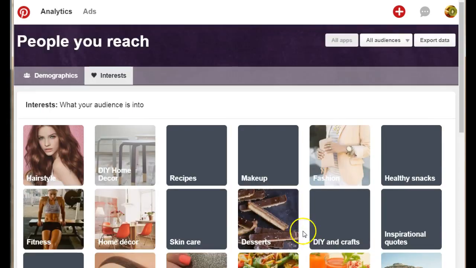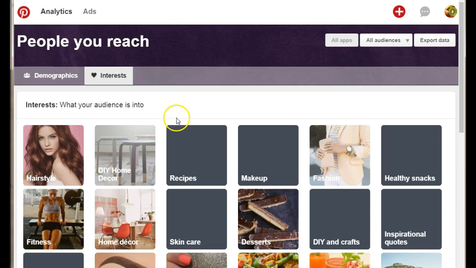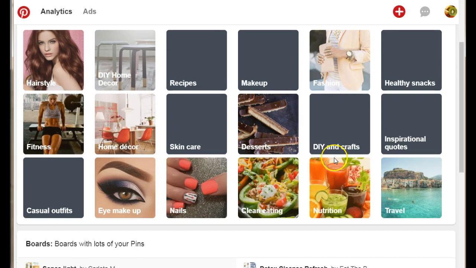So you see the amount of engagement I have. There are 51,000 engaged Pinterest users, and my Pinterest account only has 5,000 followers. So where are those people that are engaged with my pins coming from? This is what the audience interest does on Pinterest. This is what it's all about.